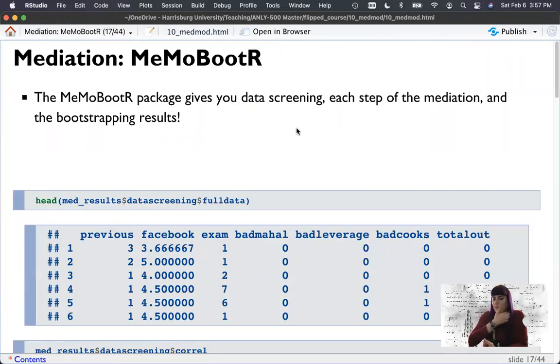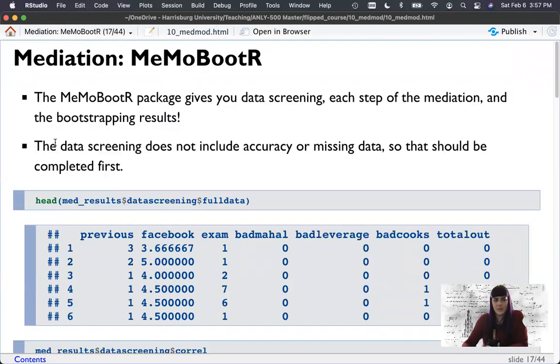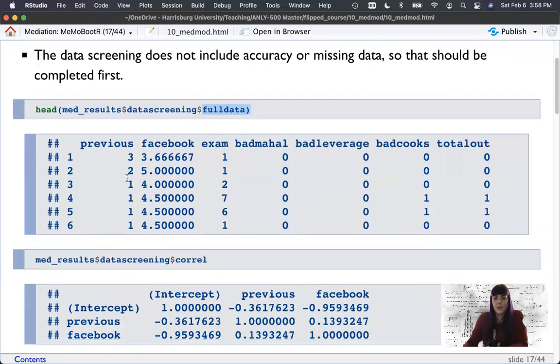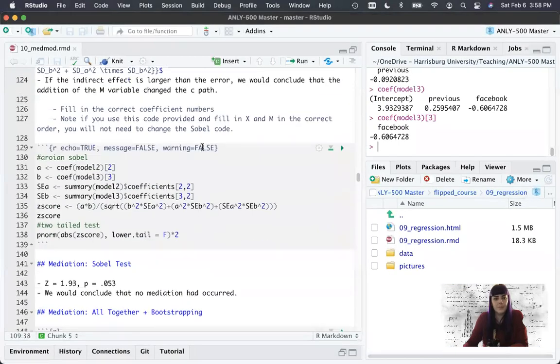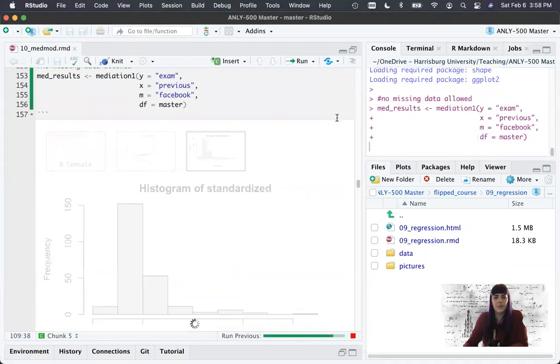Well, what's really cool is that the package actually will tell you, again, in the same format that we've taught in class, these outliers. So if you look at, excuse me, this is what we saved it as. It's saved as a list. You know what? Show me the data screening step and show me the full data. It actually will put in here your bad Mahalanobis score, your bad leverage, and your bad Cook's. So I could see if I had any outliers. So let's do that. I don't think there are, but I actually can't remember.